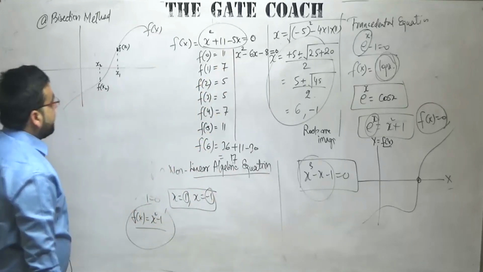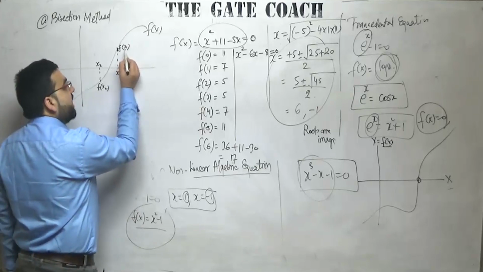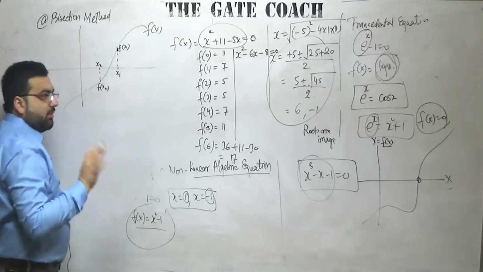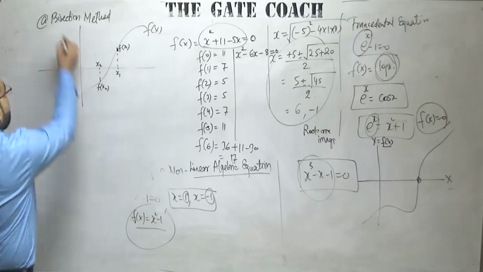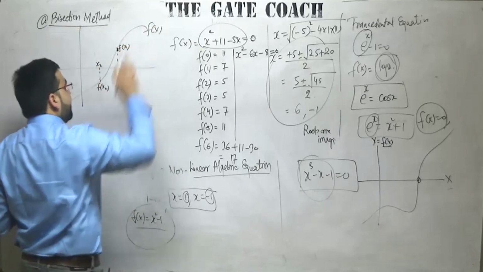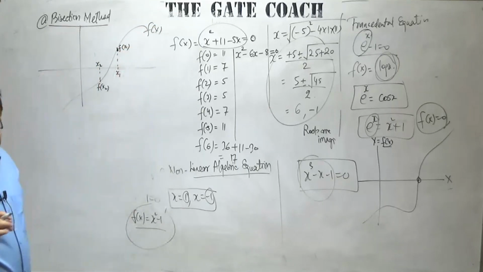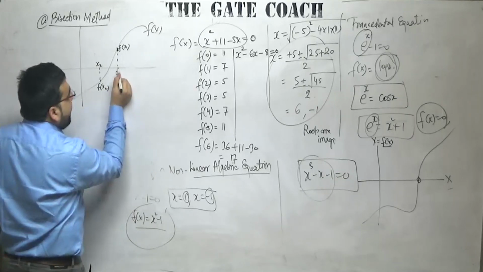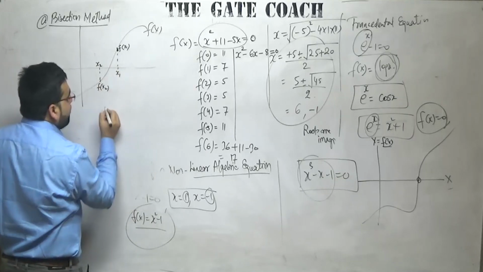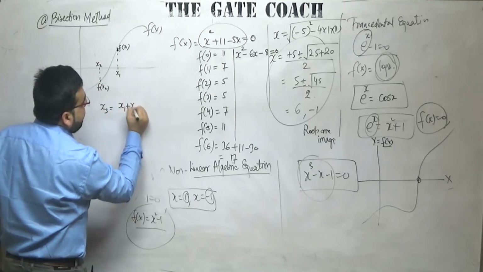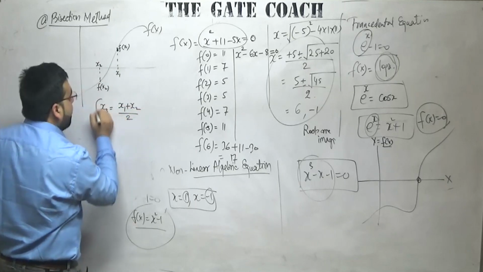Clear? Now for this type of equation, for some value of x1, you will be getting f of x1, and for x2 you will be getting f of x2. Now the concept of bisection method is that if you take the average of this x1 and x2, you will be getting some x3. x3 will be equal to x1 plus x2 divided by 2.